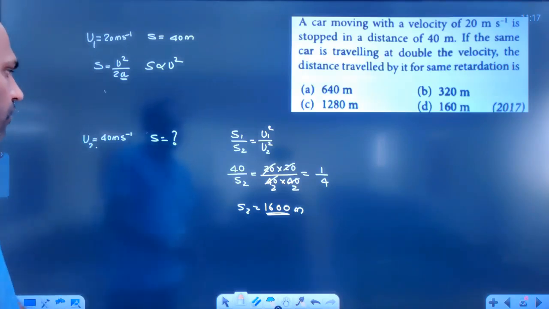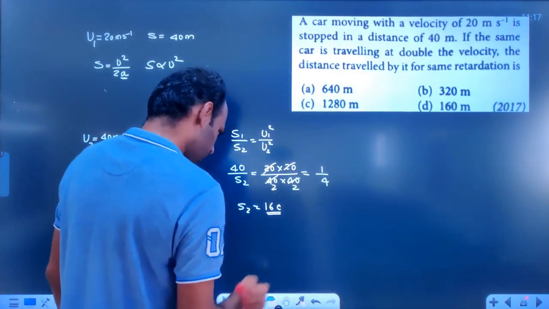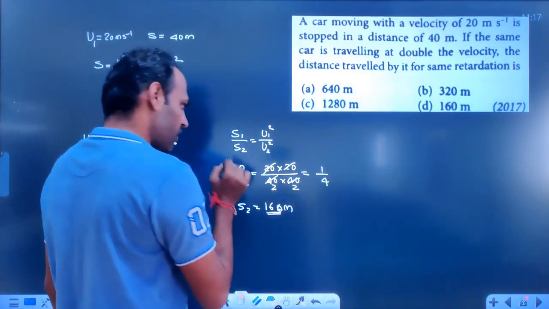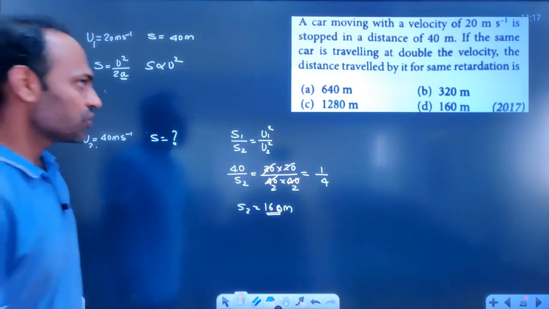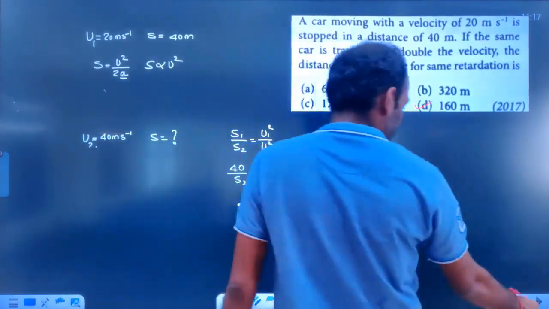Okay, sorry, 40 into 4, not 1600. It is 160 meters. 40 into 4 will be 160 meters. So which option is correct then? Option D is correct. Let us go to the next question.